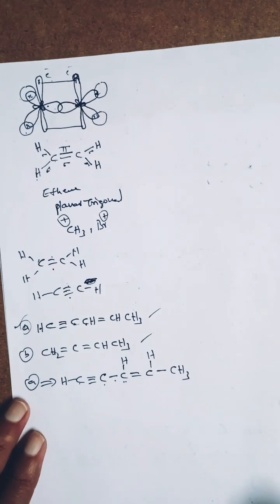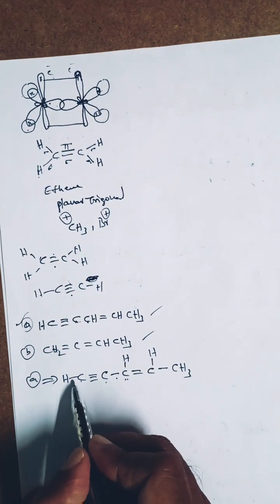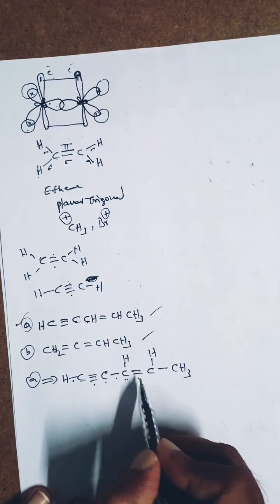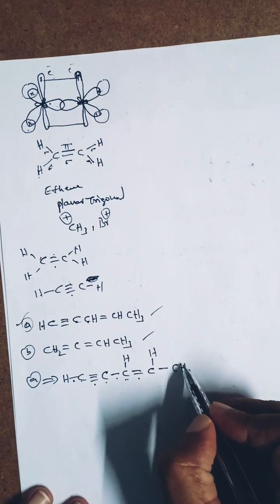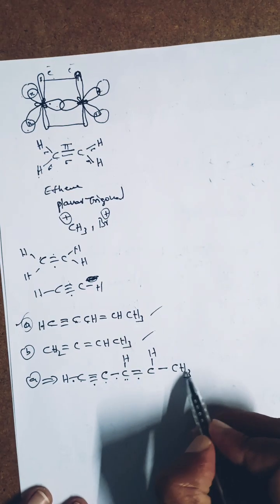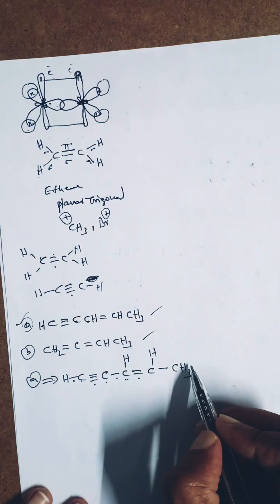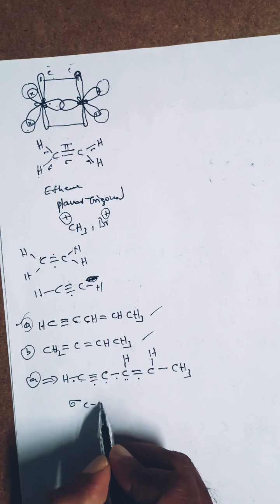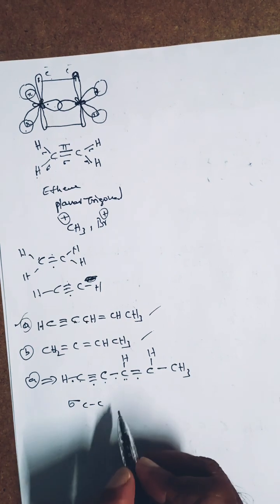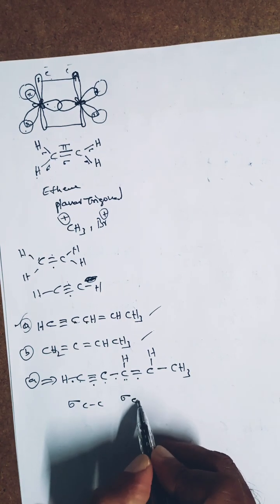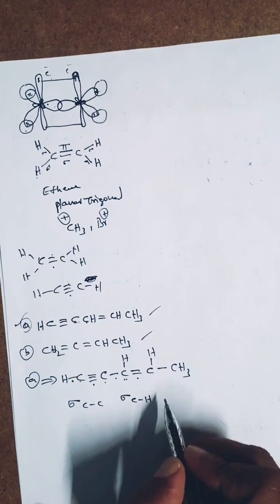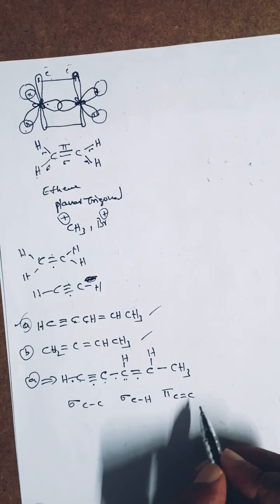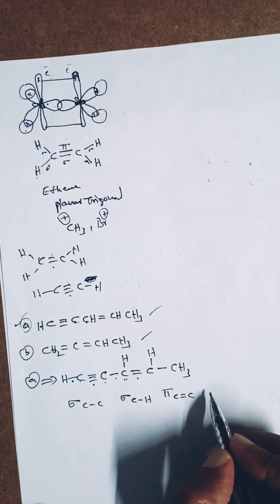Okay, now let us see how many sigma bonds are available. This is one sigma bond. In this triple bond, one is a sigma bond. Here in the double bond, one is a sigma bond. So we can expand these three also. That means these three are sigma bonds. These three also are sigma bonds. So let us see sigma C–C, sigma C–H, and pi: double bond, pi triple bond.